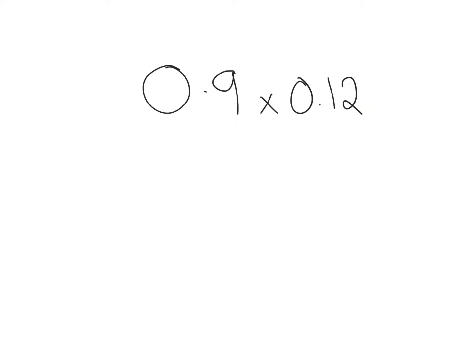So this time we've got 0.9 times 0.12. So to make 0.9 a whole number, I'm going to multiply by 10. But this time I've got to multiply 0.12 by 100 because there are 2 decimal places. So to make that a whole number, we need to multiply by 100. This would give me 9 times 12. 9 times 12 is 108.